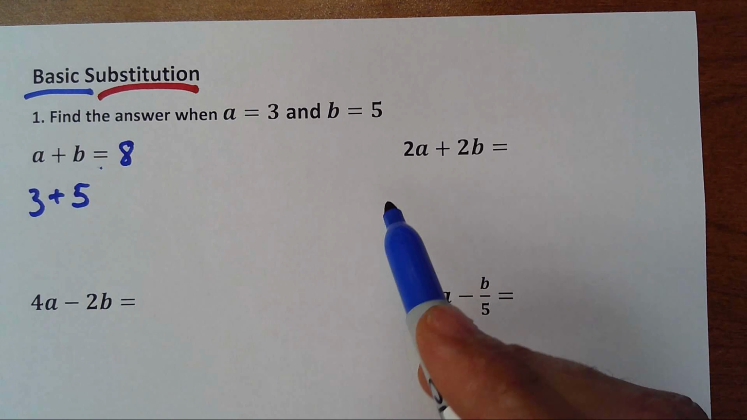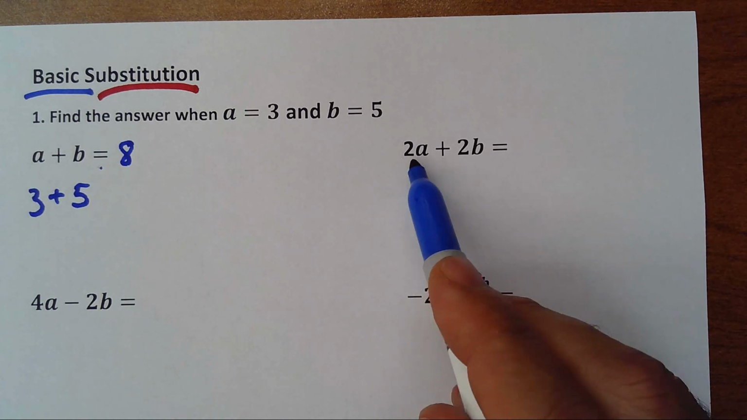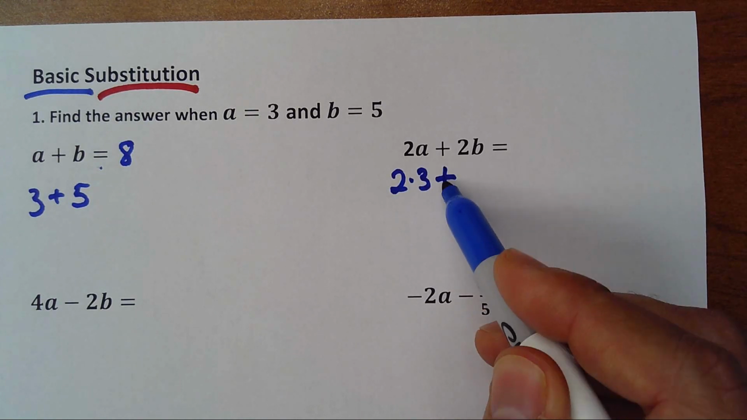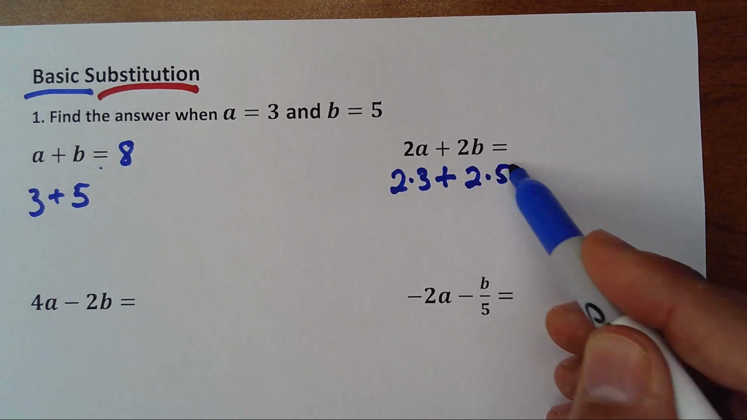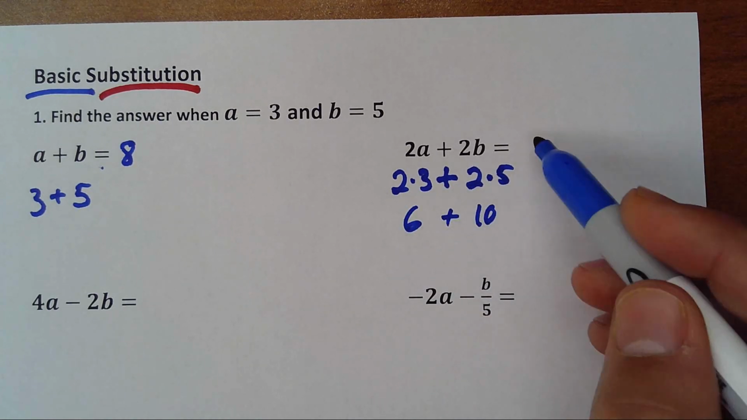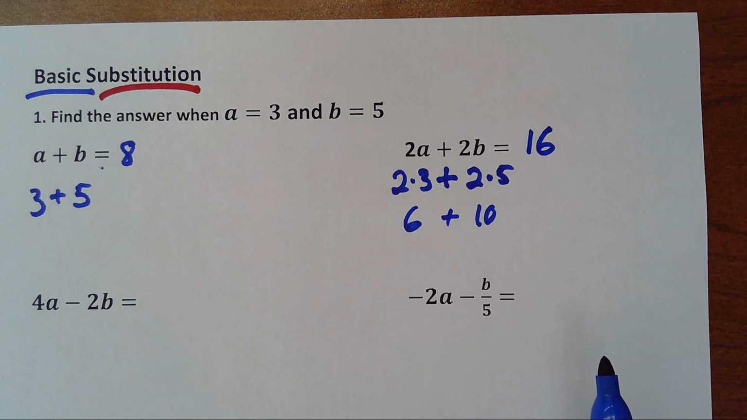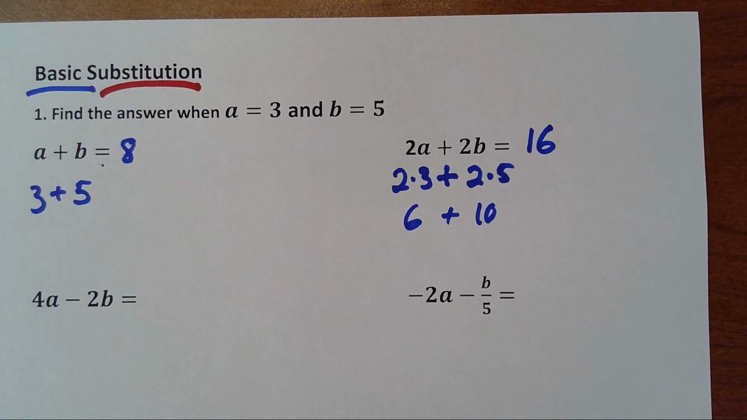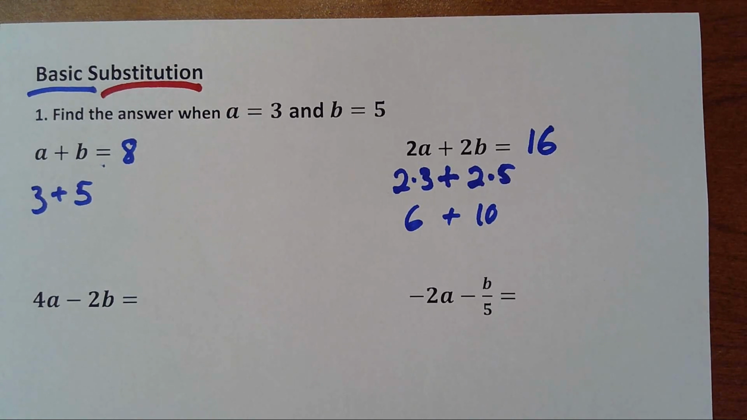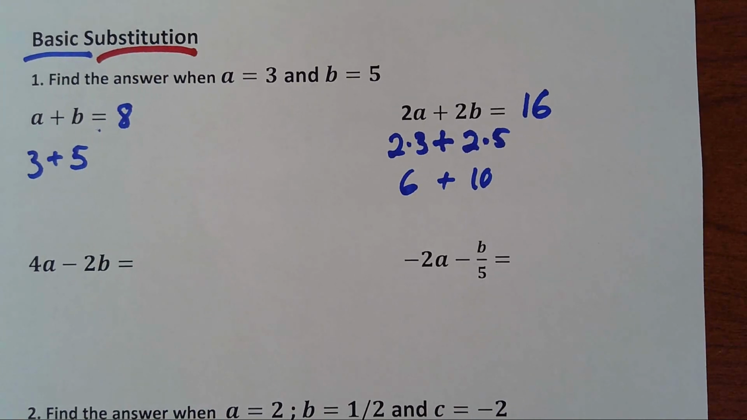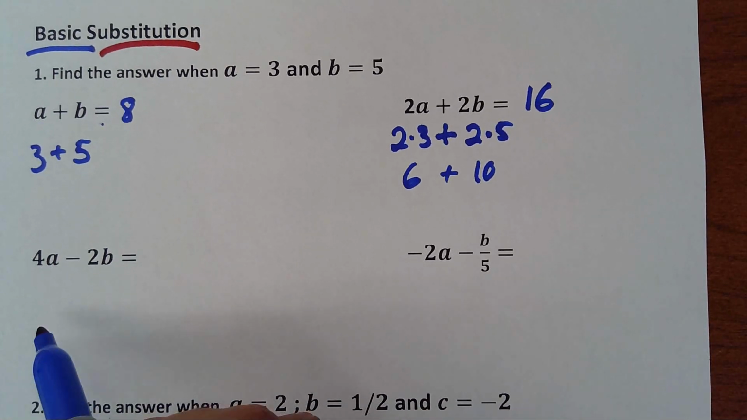Then in this case I have a multiplication. 2a plus 2b means 2 times 3 plus 2 times 5. 2 times 3 is 6, 2 times 5 is 10, and when you add those two, that will be 16. These first 4 examples work very well for 3rd grade students, 4th grade students more or less. Then the next one will be more at the middle school level, and the last one is upper middle or basic high school. Let's keep going.